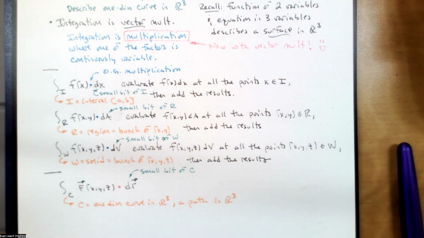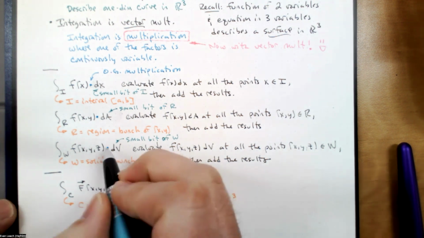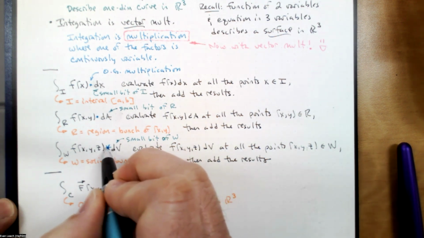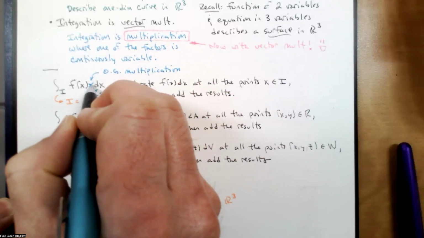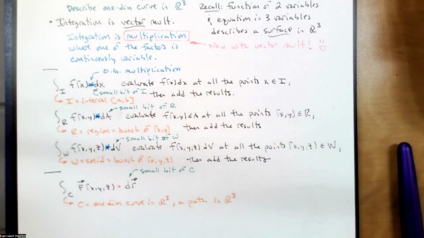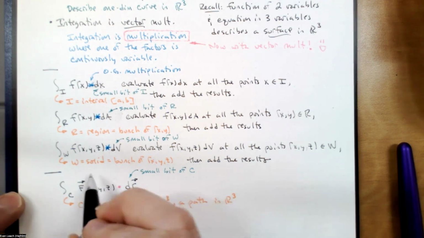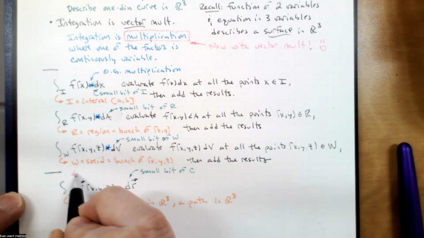Our interpretation has changed because our multiplication is now a dot product rather than just a scalar product. I knew I was going to be doing this. I should just use the generic star for our regular multiplication. Our multiplication is now a dot product. So we're asking a slightly different question.